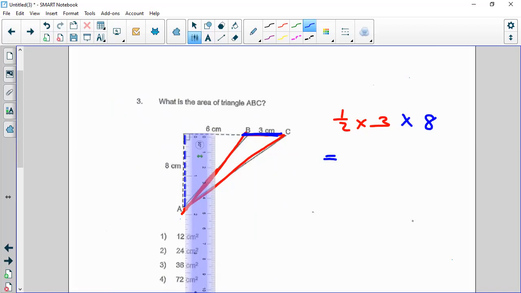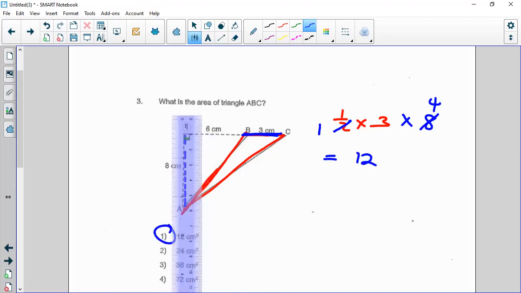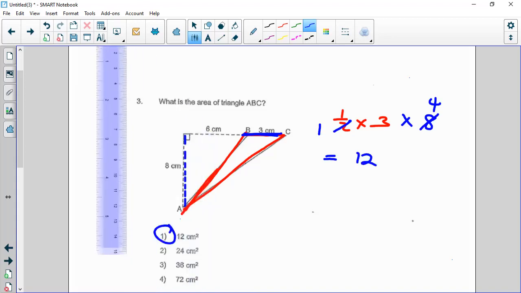How do you do faster in the working? Shortcut, cancel: divide by 2, divide by 2, you get 4. And then 3 times 4 is 12 cm squared. So your answer is number 1, shortcut. The shortcut is to cancel.